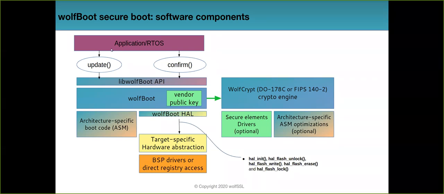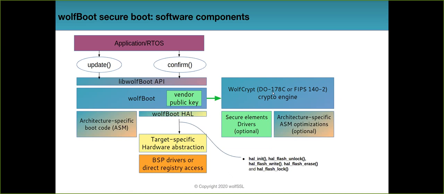And the application can make an update or confirm API call to wolfBoot. And wolfBoot has the vendor public key, and using the vendor public key, it can validate, verify and authenticate the firmware. And if you're using the flash, there is a small code, and usually you want to be able to initialize, unlock the flash, write to the flash, erase, and lock the flash. And we've got a number of examples for different architectures. So this one is target specific, but everything else is not.